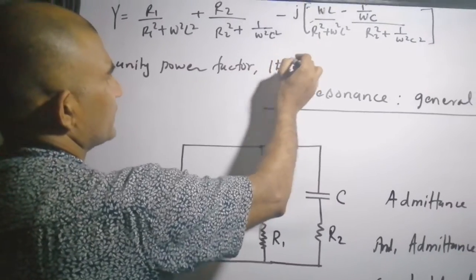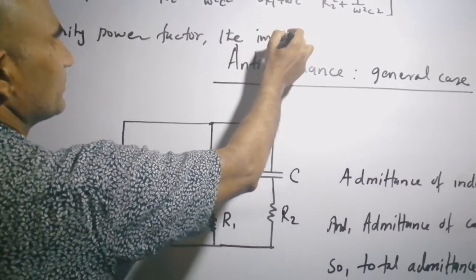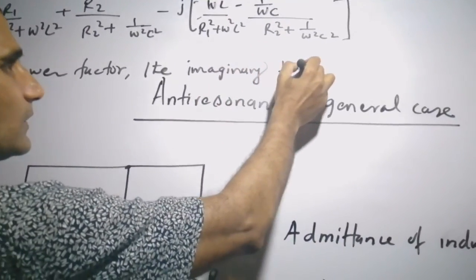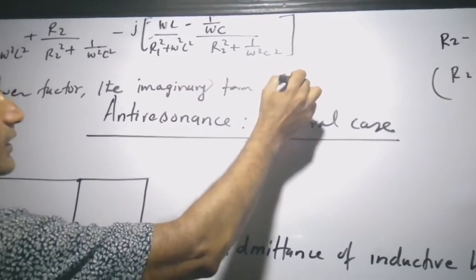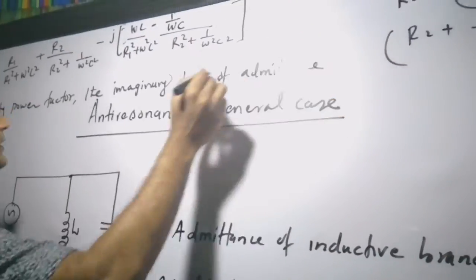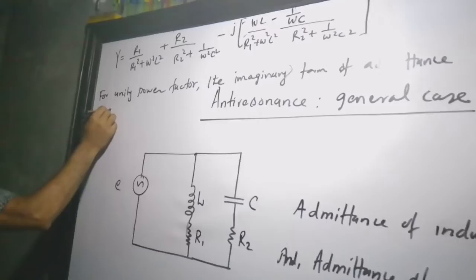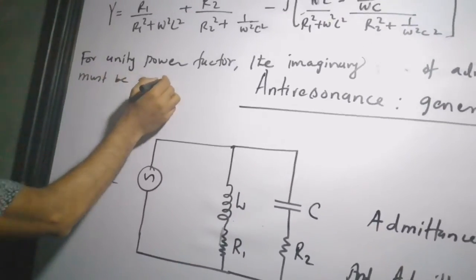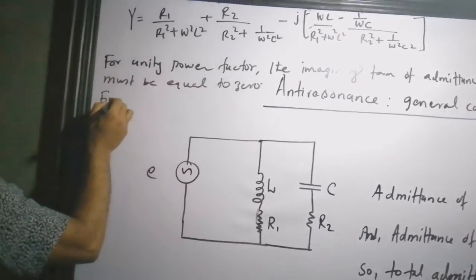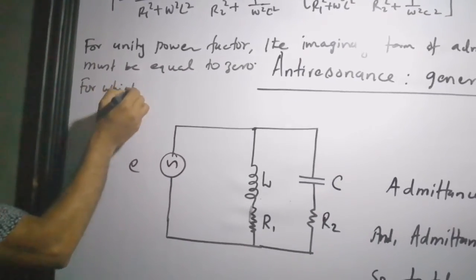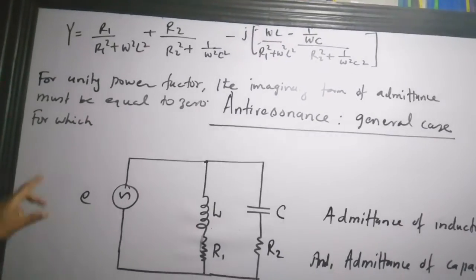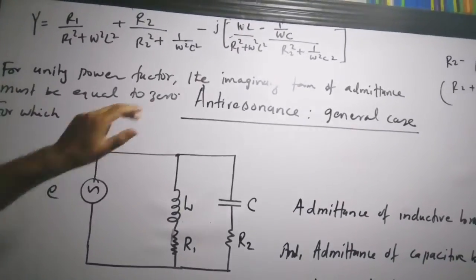And so what we can do, we can write: for unity power factor, the imaginary term of admittance must be equal to 0, for which we will equate that to 0. But before that I have to rub this, and for that I have to write the introduction first.